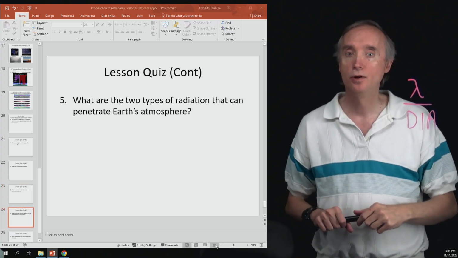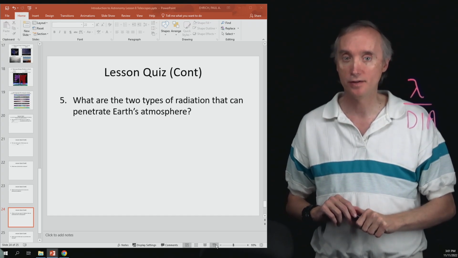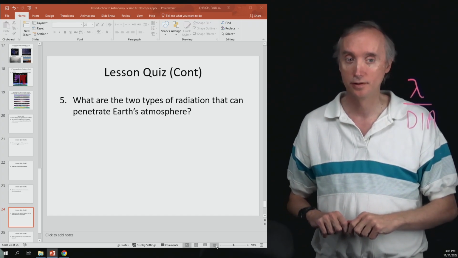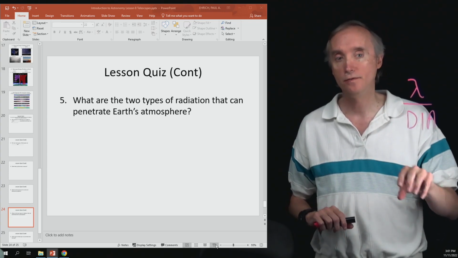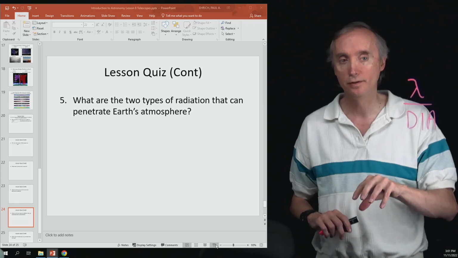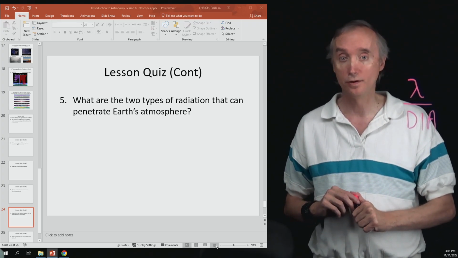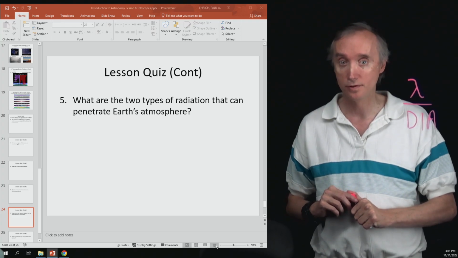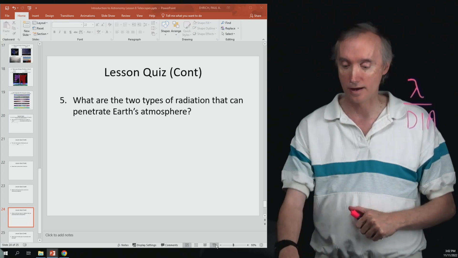Number 5, what are the two types of radiation that can penetrate the Earth's atmosphere? So we have the optical window, which is going to be visible light and a little bit of ultraviolet. And then there's the radio window, which is going to be radio waves.